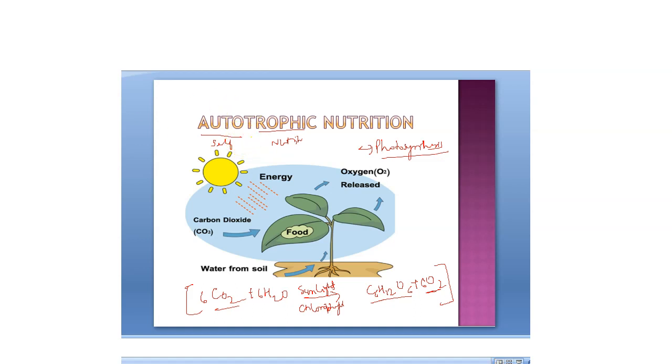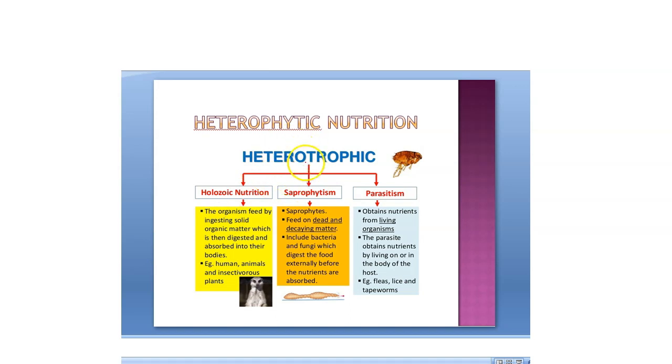Now coming to the most important type of nutrition, that is heterotrophic nutrition. Here you can see heterotrophic nutrition has three branches. One is holozoic nutrition, second is saprophytic nutrition, and third is parasitic nutrition. When we talk about holozoic nutrition, the best example is we humans. Animals and some insectivorous plants also show holozoic nutrition. Amoeba shows holozoic nutrition.